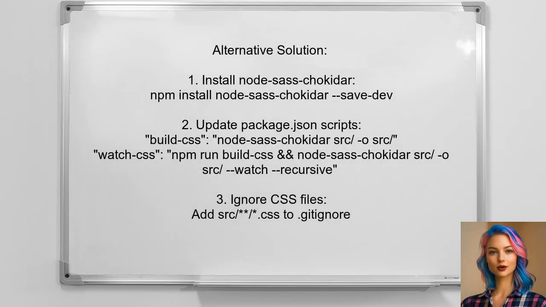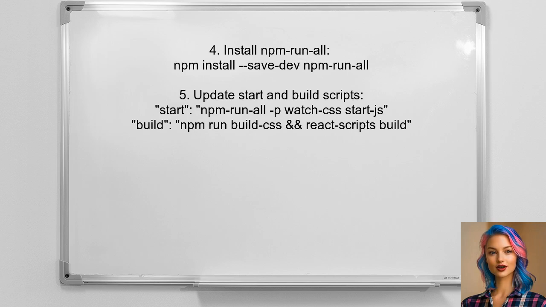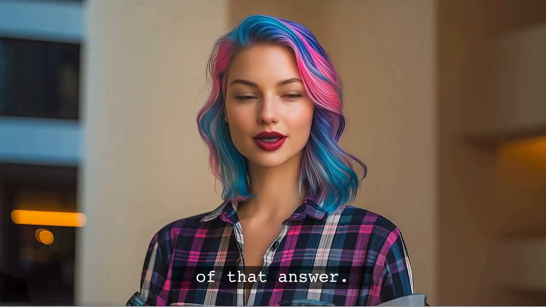An alternative approach to using the Less preprocessor in Create React app involves using the node-sass-chokidar package. First, install it with npm. Then, add specific scripts to your package.json to build and watch your CSS files. Make sure to ignore the generated CSS files in your source control. Finally, you can run the watch CSS script automatically when starting your app. That's the end of that answer.